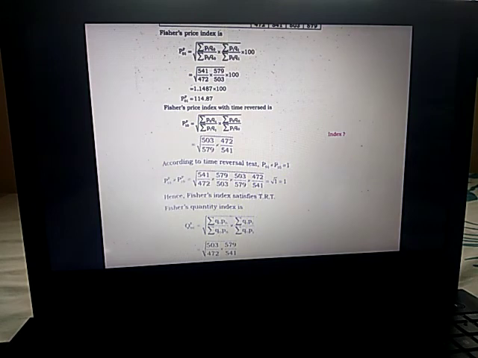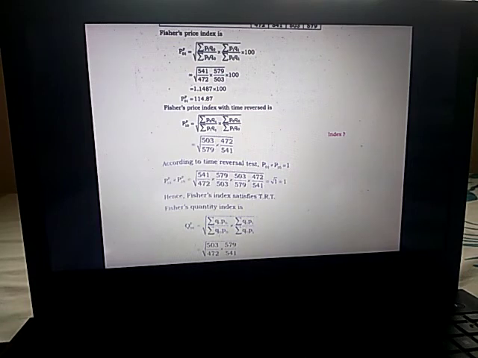So Fisher's price index is given by P01 to the power F as root under summation P1 Q0 divided by summation P0 Q0 into summation P1 Q1 divided by summation P0 Q1, into 100. We have all of these values already calculated from the table. We'll substitute in the given formula and we'll get Fisher's price index as 114.87. That is, P01 to the power F is 114.87.